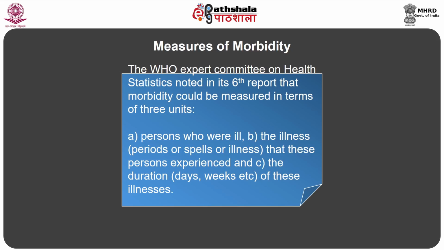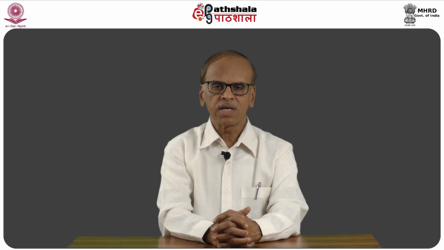Measures of morbidity. The WHO Expert Committee on Health Statistics noted in its 6th report that morbidity could be measured in terms of 3 units. A. Persons who were ill. B. The illnesses, periods or spells of illness that these persons experienced, and C. The duration, days, weeks, etc., of these illnesses.